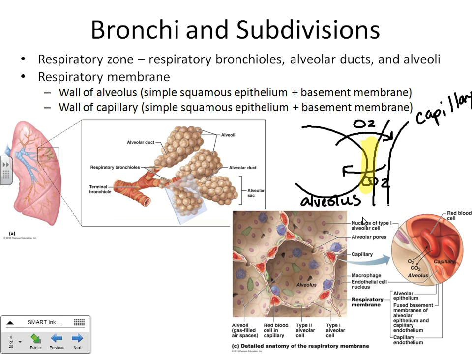The whole thing is the respiratory membrane. The basement membrane is part of the epithelium. Make sense? The respiratory membrane is more of a functional structure. It's where they meet because that's where something important is going to happen.